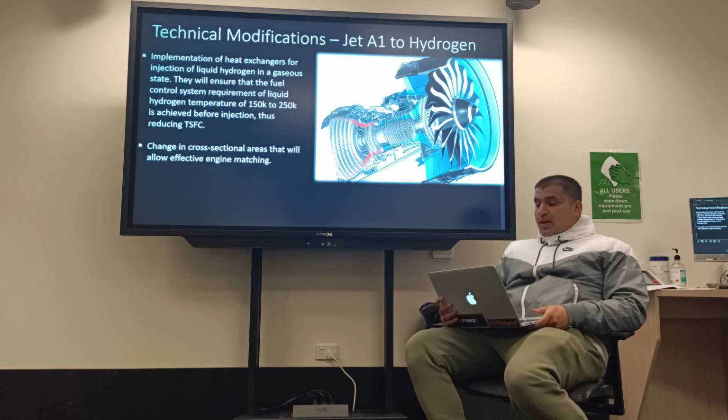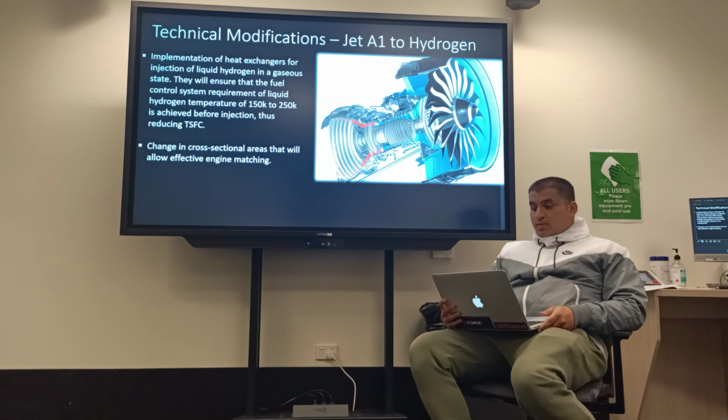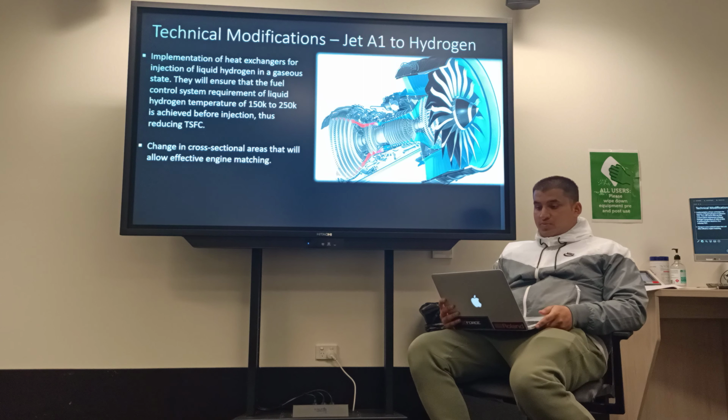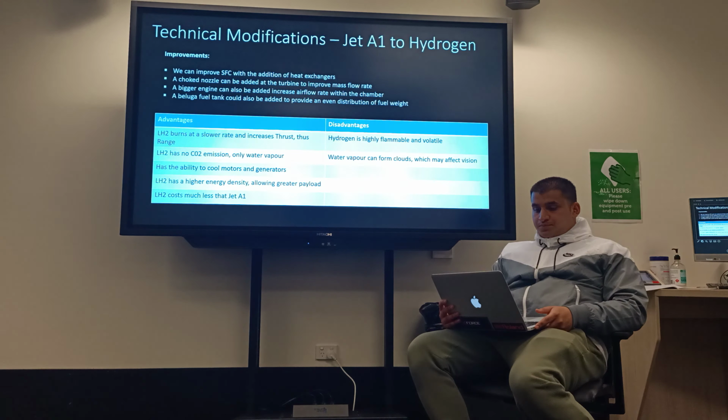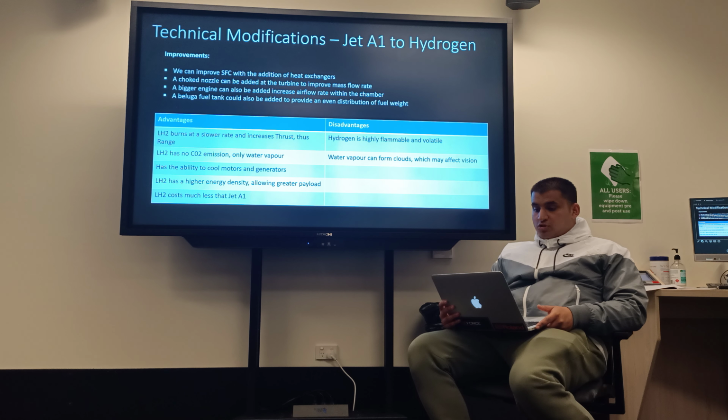As for modifications, heat exchangers must be added to convert liquid hydrogen into a gaseous state. This will ensure that the temperature of liquid hydrogen in the fuel control system lies between 150 to 250 Kelvin, reducing thrust-specific fuel consumption. The cross-sectional area should also be modified, achieving a better engine matching. Some improvements include the addition of a choke nozzle to improve mass flow rate, a bigger engine that can also be added to increase airflow within the chamber, and a beluga fuel tank, which could also be beneficial as it provides an even fuel distribution.